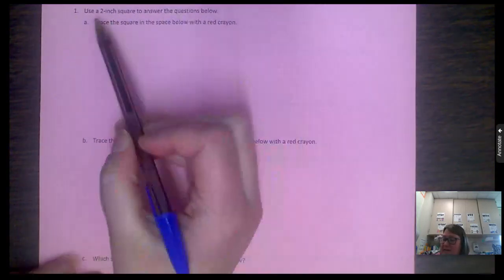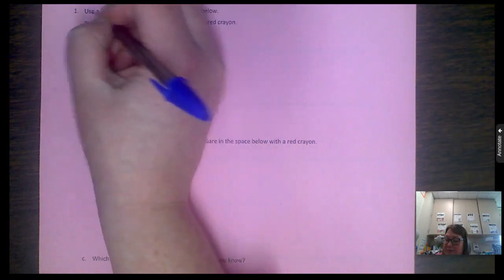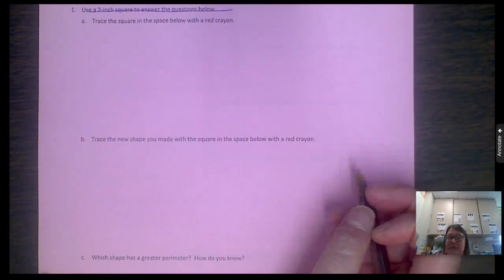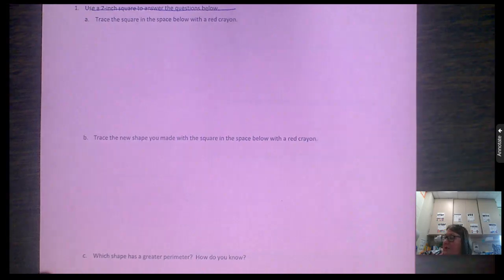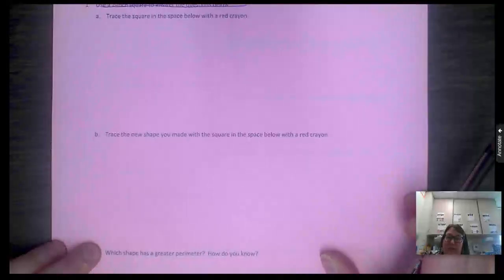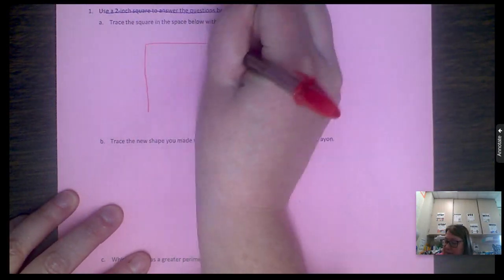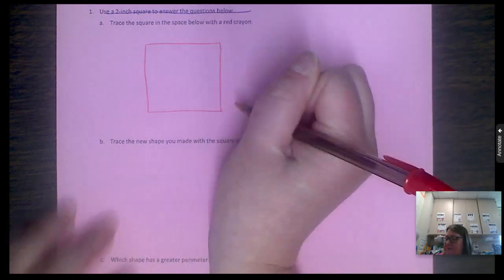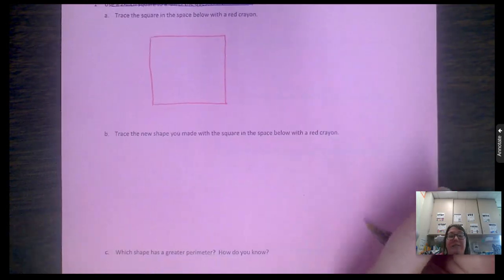So this says to use a 2-inch square. Nope. Trace the square in the space below with a red crayon. So basically, take your red crayon or colored pencil. I have a red pen that works too, and we're just going to make a square. I'm not worried about any measurement because that doesn't really matter here. Okay, so that's the perimeter, that's the outside.